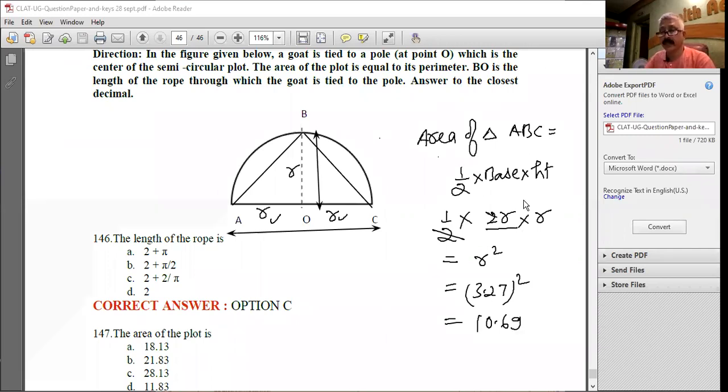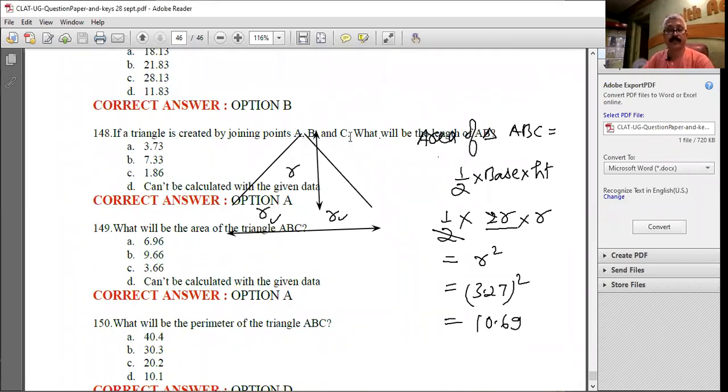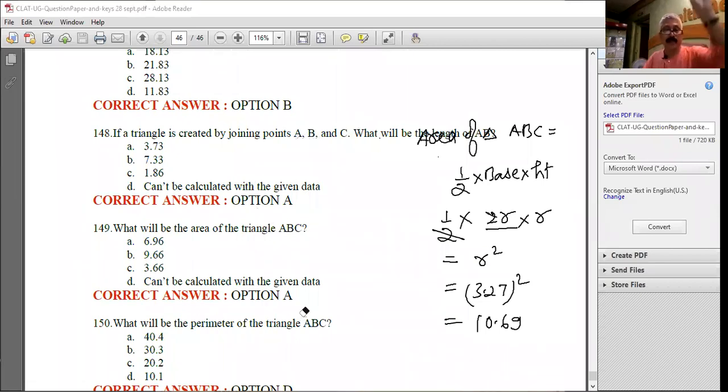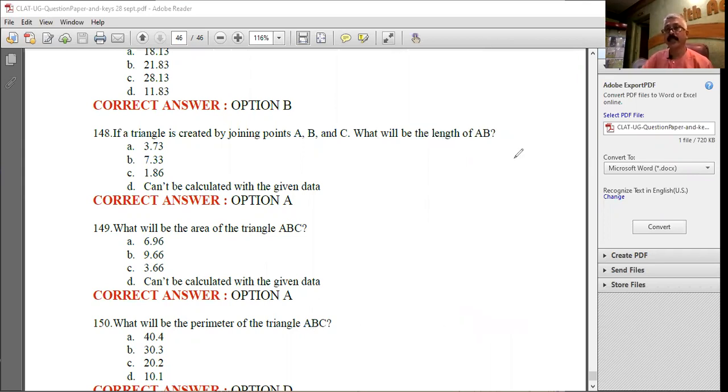So look here, it is question number 149. In question number 149, answer is given A, 6.96. So it should be 10.69. It is wrong. It should be 10.69. Correct. So it is also wrong. Now question 150. What will be the perimeter of triangle ABC?